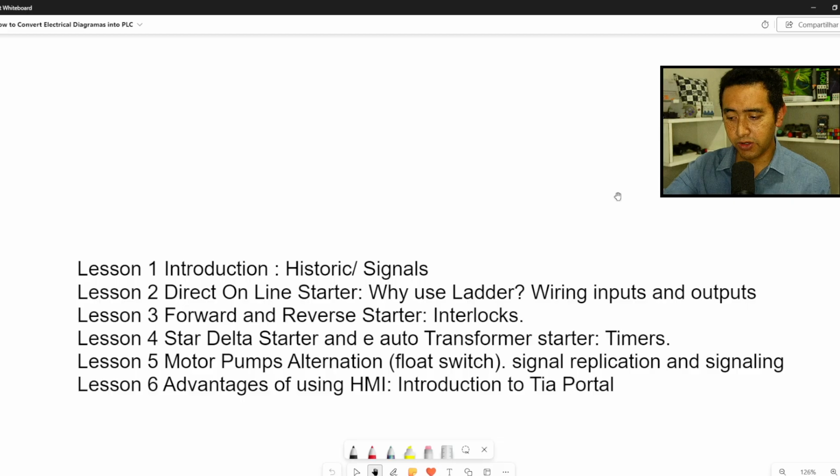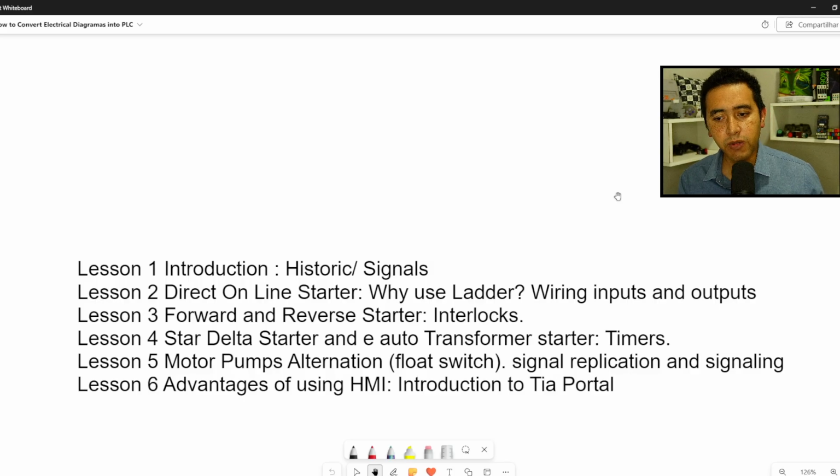In lesson 4, we are going to talk about star delta starter and auto transformer starter. In this lesson we must talk specifically about timers, how they work, and time in the PLC. It's a very important thing. It's the greatest thing, in my opinion, that PLC brings us: timer controllers. Not infinite timers, but timers enough to create our little logics. We are going to see this in lesson 4.